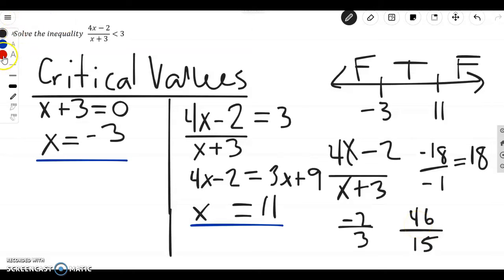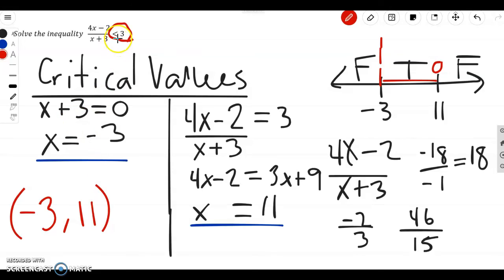On this problem, we only have one interval, so we're going to write our solution here. Again, negative 3 came from a denominator, so this value cannot be equaled. It's going to create an asymptote, but it doesn't really matter since we don't have an equal sign here anyway. So when we write our solution, we will have negative 3 up until 11. We cannot include the negative 3 because it's an asymptote. We cannot include 11 because we want to know where it is strictly less than 3.